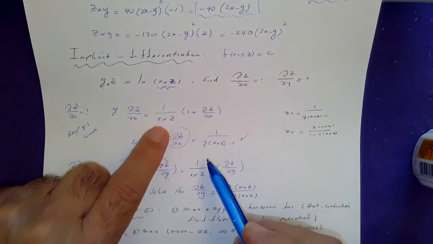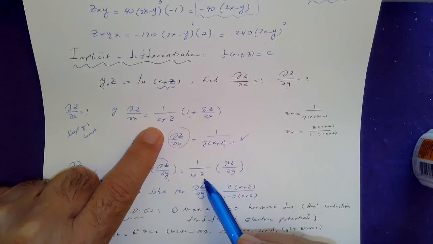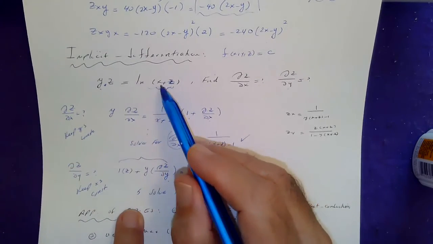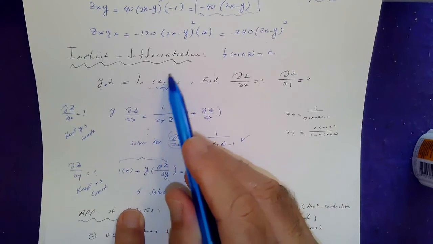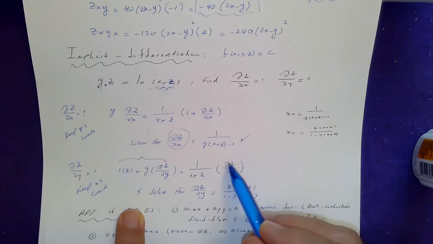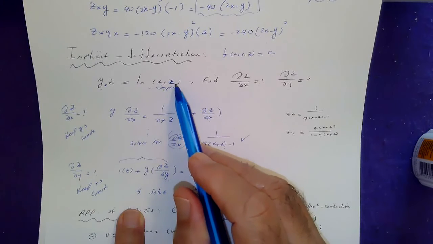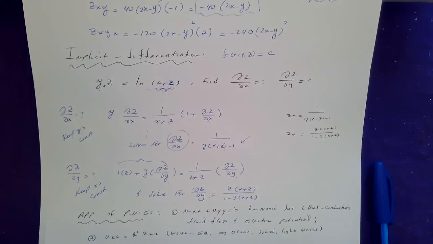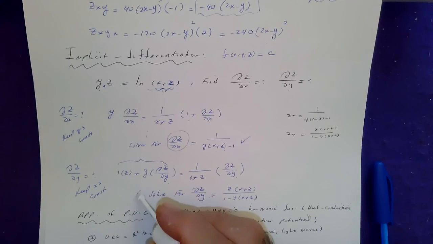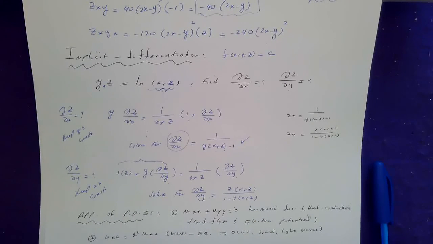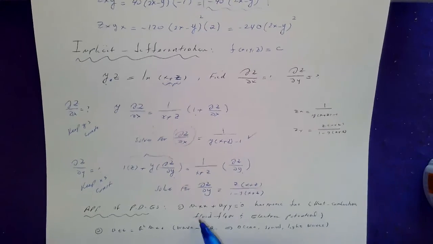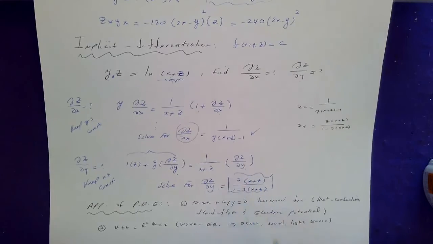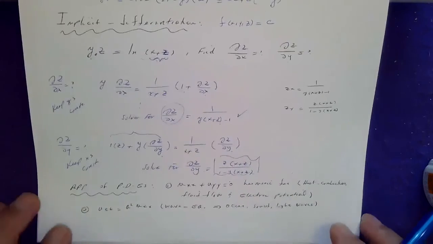On the right side, the derivative of natural log is 1 over the argument times the partial derivative of the argument with respect to y. So x is constant, and the derivative of a constant is 0, but you still have to take the partial derivative of z with respect to y. Once you get to this point, you have to manipulate the equation and isolate the partial derivative of z with respect to y, and it turns out this would be the answer.